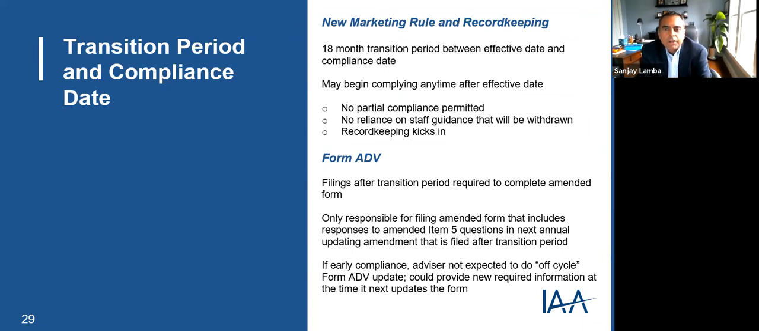A couple of key points here. According to the staff, partial compliance is not permitted. You'll no longer be able to rely on SEC staff guidance that's going to be withdrawn, and your record keeping obligations will kick in. So you do have the option to start complying early, but you just need to be mindful of some of those key points. With respect to Form ADV, filings after the transition period are required to complete the amended form. You're only responsible for filing the amended form that includes the responses to the questions that Laura talked about in your next annual updating amendment that's filed after the transition period.